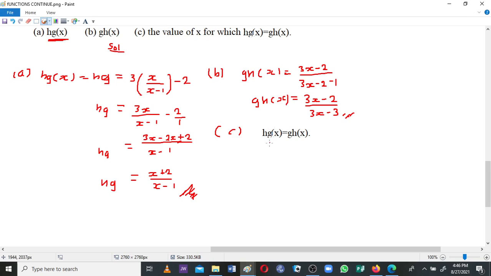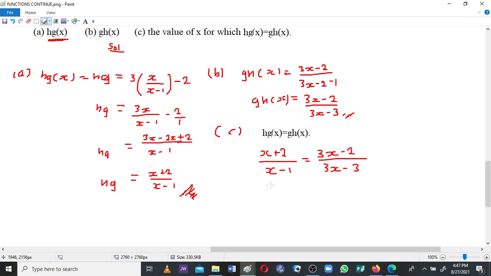So to find the value of x, we are going to substitute. We have our hg(x), which we have found. This was x plus 2 over x minus 1, right? Now this is equal to the combination function of g(x) and h(x) that we just calculated, and this is 3x minus 2 over 3x minus 3, right?